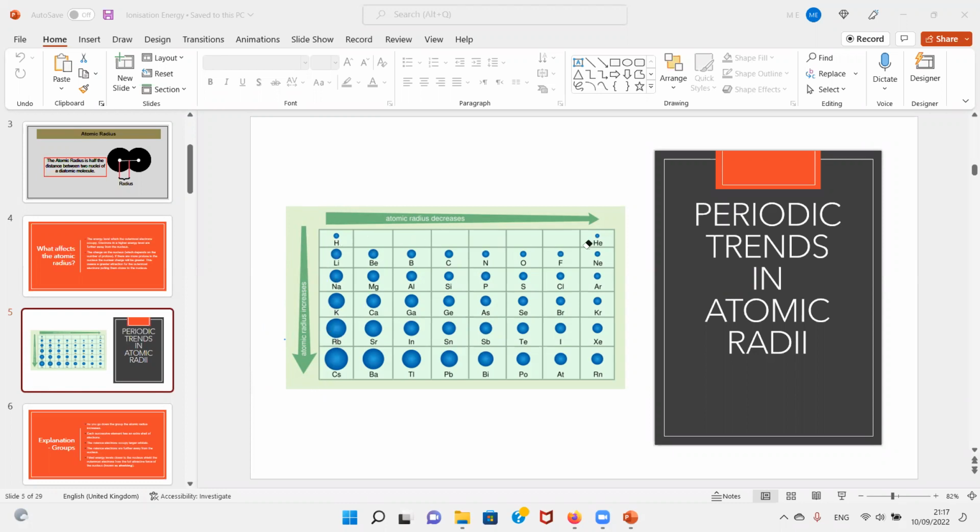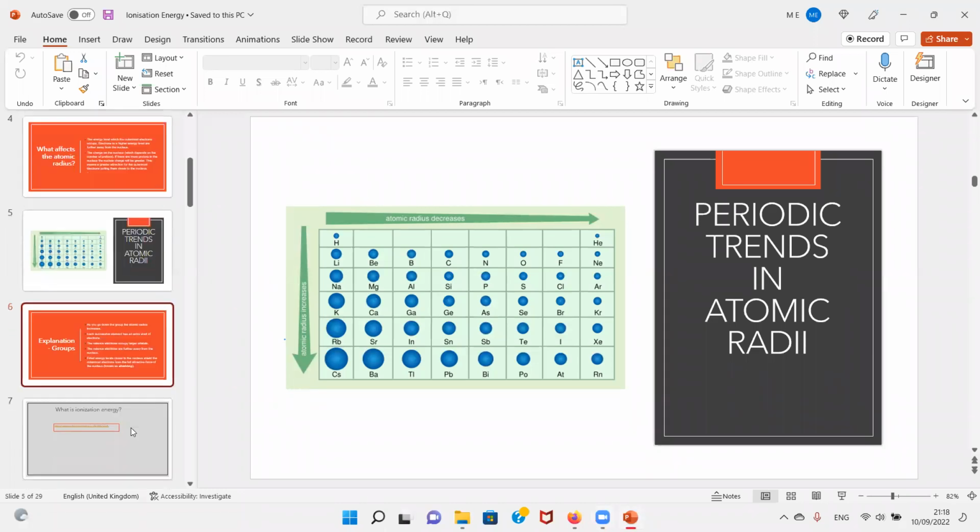It decreases across the period because of the increase of the nuclear charge, the number of protons, as you go from this element to this element to this element. And down the group, the atomic radius increases because you are adding extra shells to fit the extra electrons in. Fine. So you will find this explanation here.